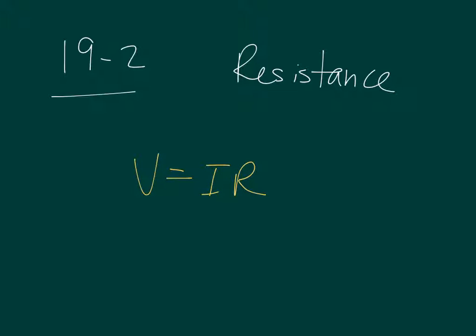If the voltage is held constant, which it is, the voltage you get from this outlet is 120 volts. It's not changing. If the voltage is held constant and suddenly the resistance skyrockets, what's going to happen to the current? It's going to drop. Okay? It's going to drop.